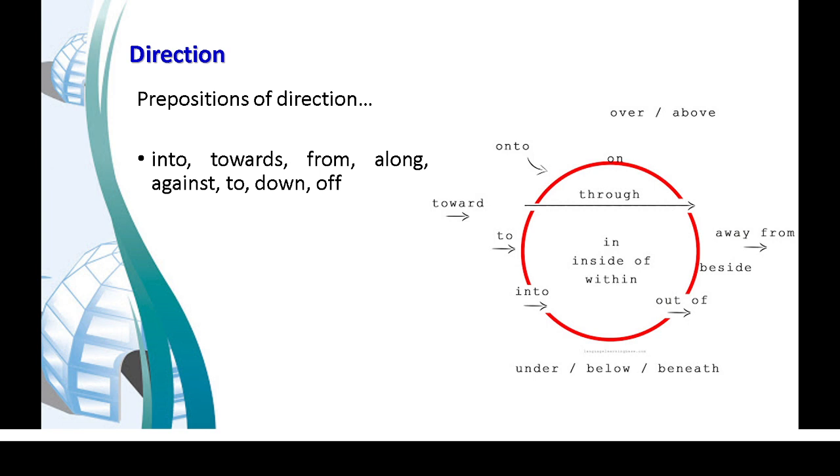And you can see 3 prepositions, in, inside and within, inside the circle. And there are 2 prepositions, over and above. And you can see the difference between on and over. And under, below, beneath. I think you can have a clear idea about the direction with this diagram. You can see the directions clearly with the movement of the arrows.